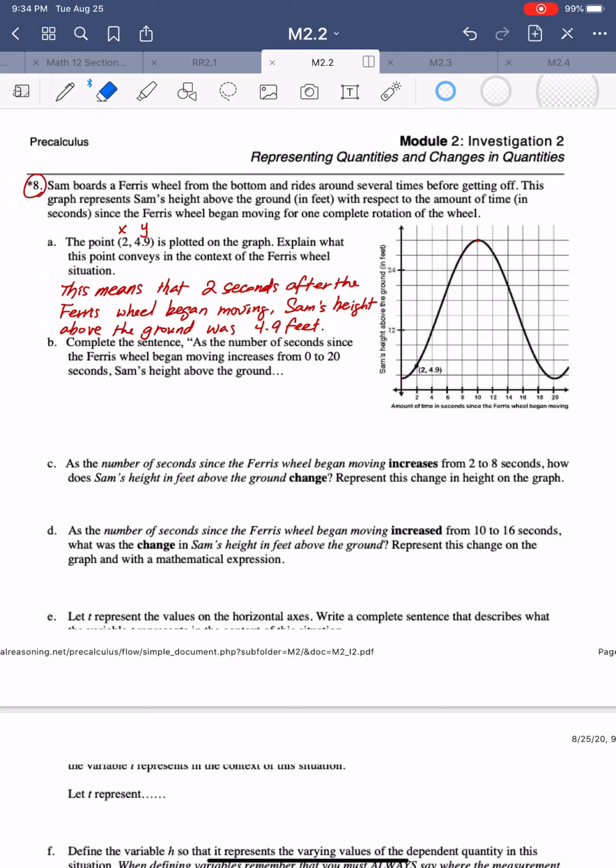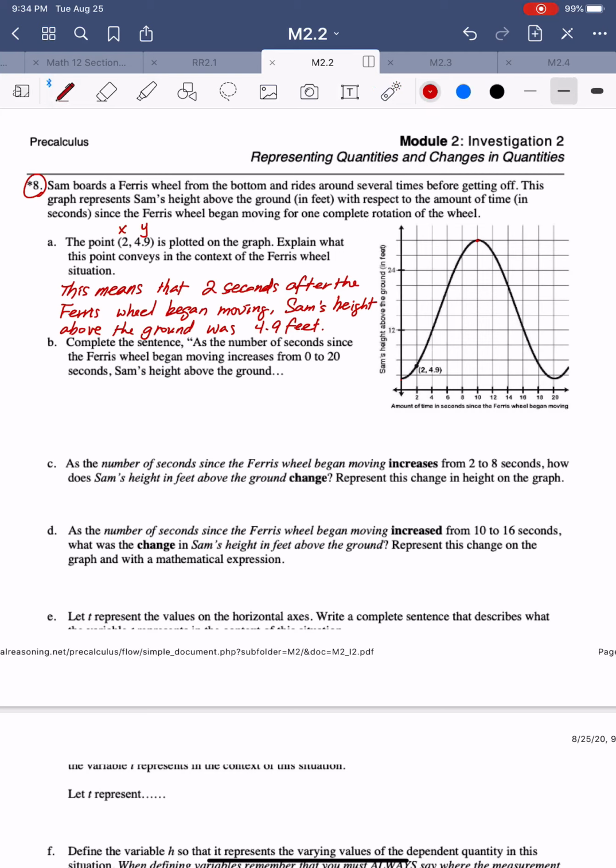Okay, so they're talking about from all the way to here. Okay, and then what happened? Her height from the ground is actually getting larger all the way up to the 10, and then getting smaller from the 10 seconds.